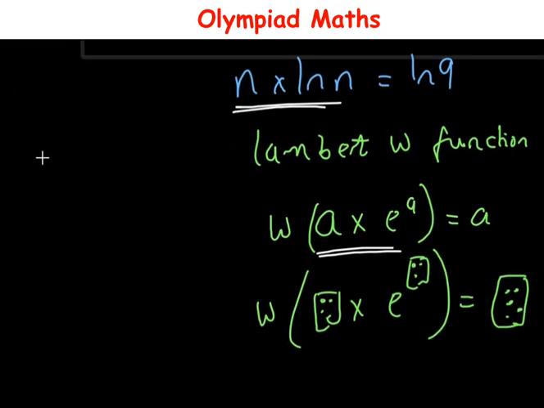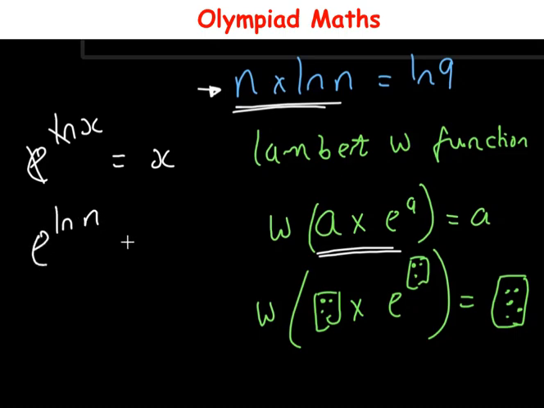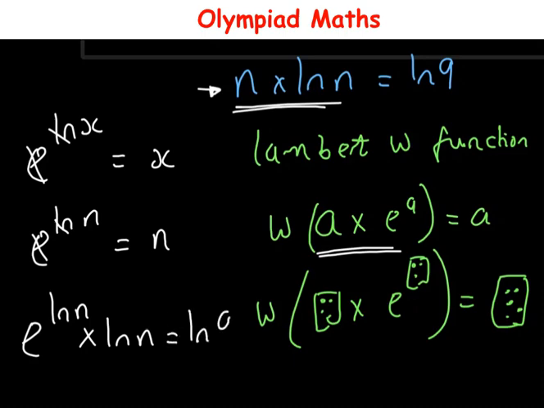Now look at it. If you have e raised to power ln x, this is equal to x. Why? Because if we cancel ln, x stands alone. So in place of n right here, we can say e raised to power ln n is equal to n, because if we cancel ln, n stands alone. So in place of n, we can bring in e raised to power ln n. This becomes e raised to power ln n times ln n, all equal to ln 9.